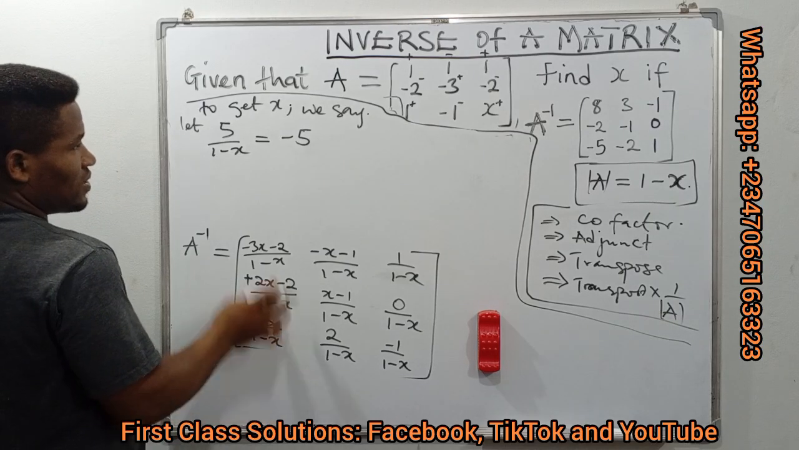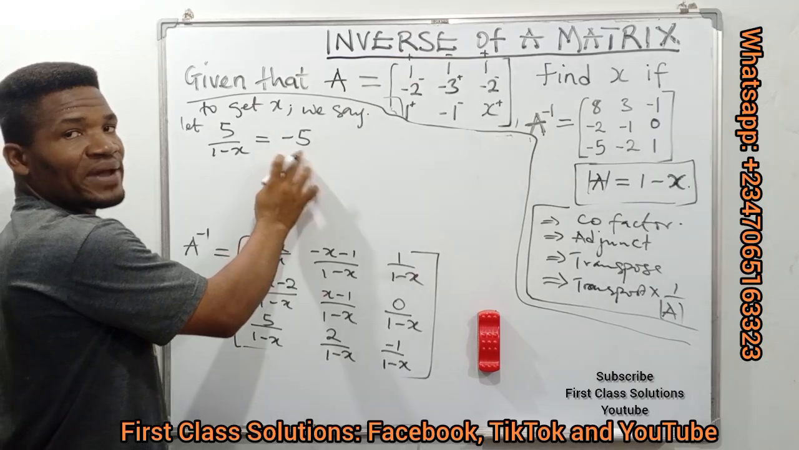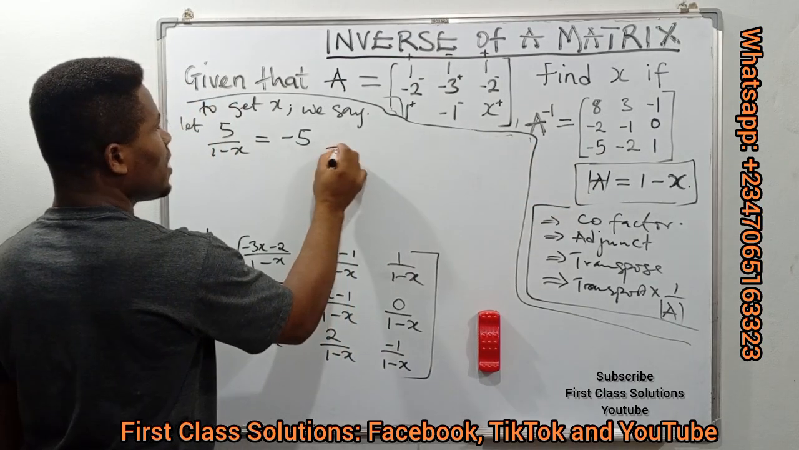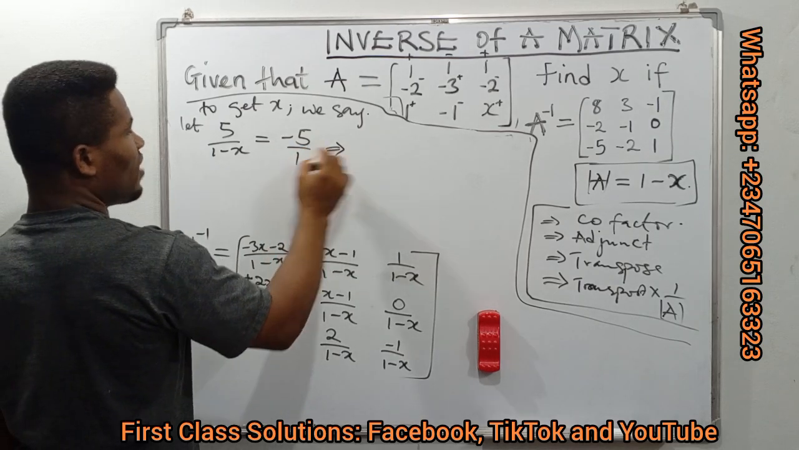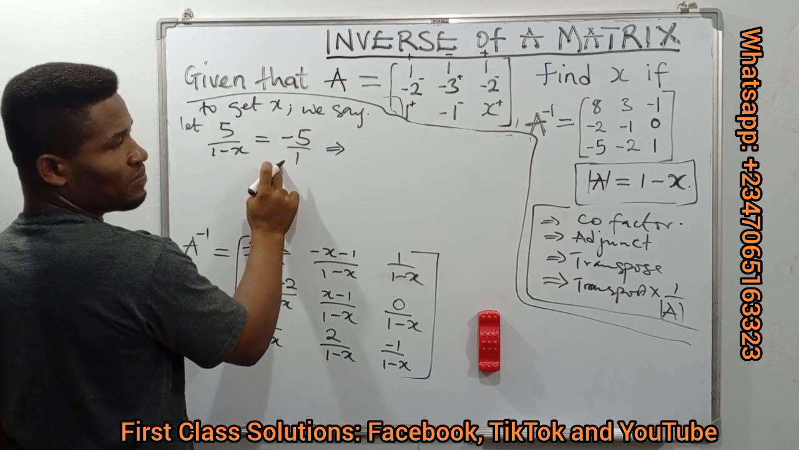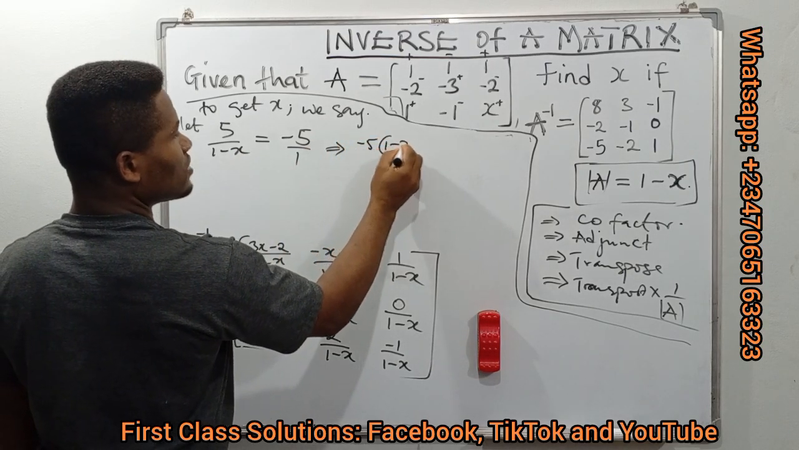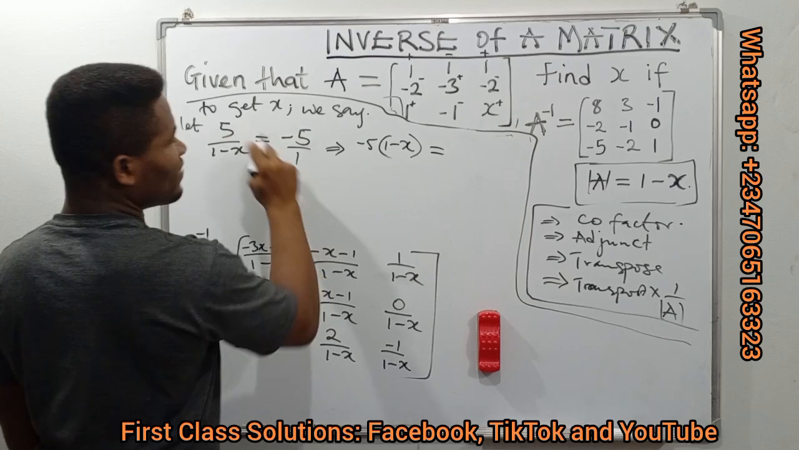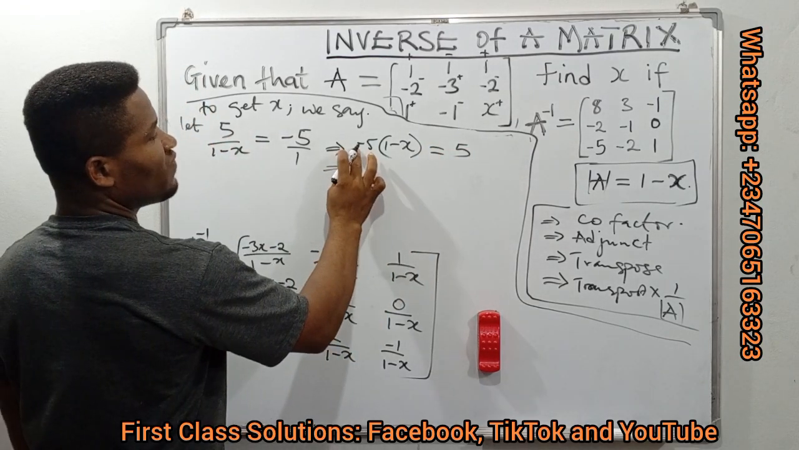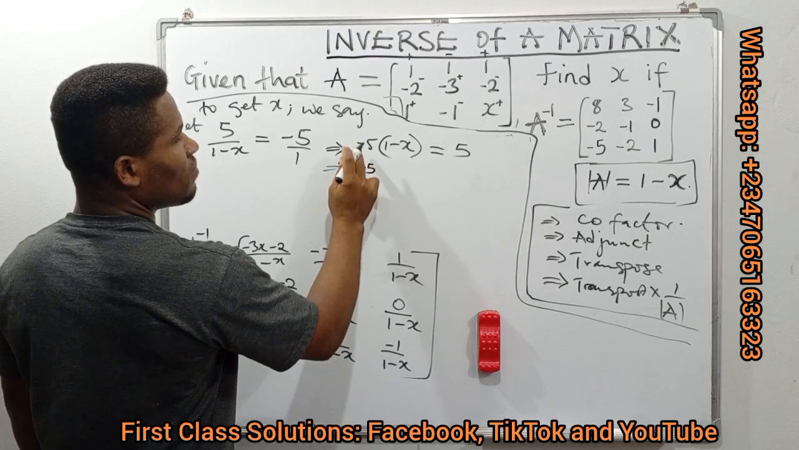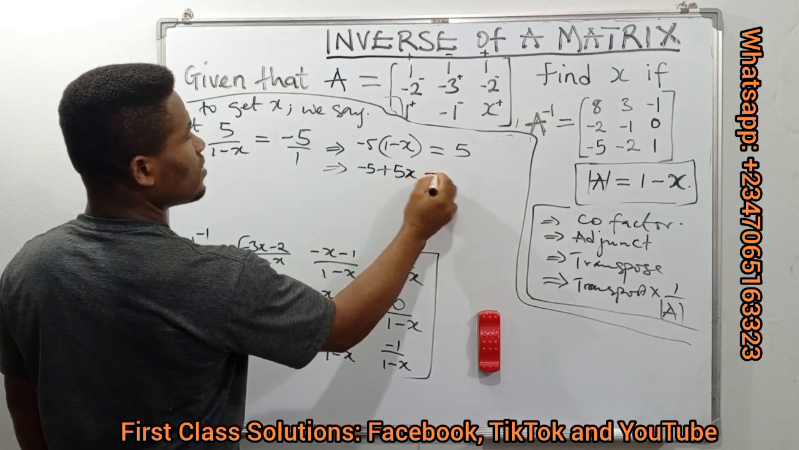So if that's the case, this element being 5 over 1 minus x should be equal to minus 5 over 1, the same as this. So it now implies that we'll cross multiply. So this multiply this and this multiply this. So minus 5 multiplying 1 minus x being equal to 5 times 1, which gives us 5. So minus 5 times 1, we have minus 5. Minus minus will give us plus. 5 times x, we have 5x equal to 5.